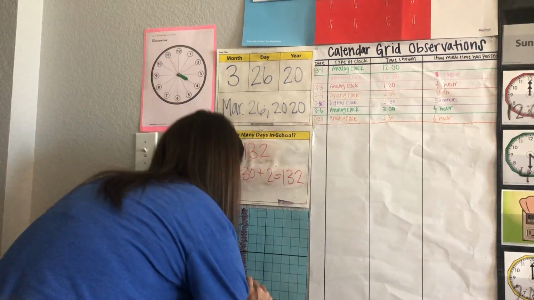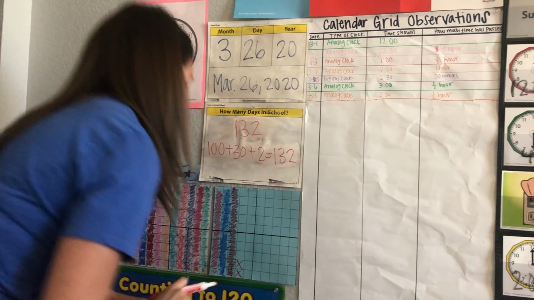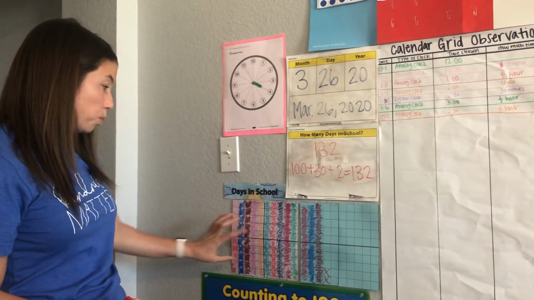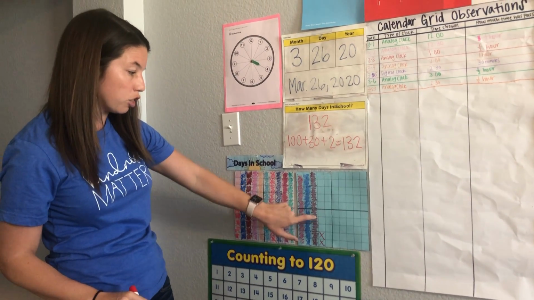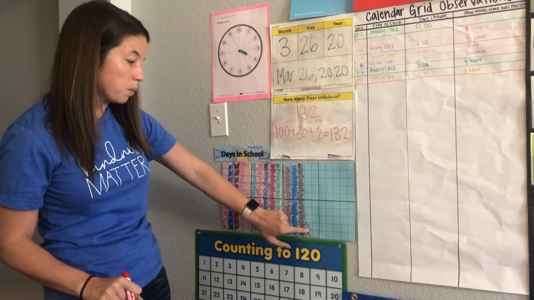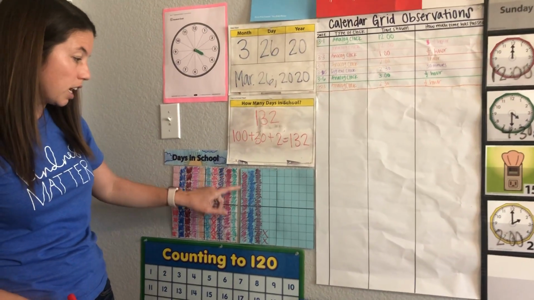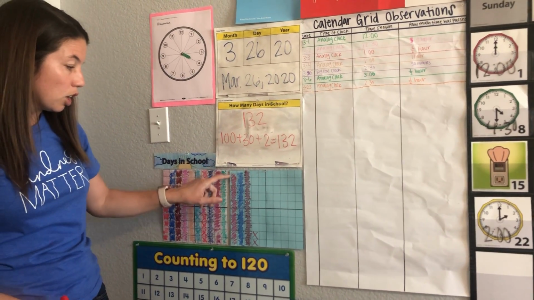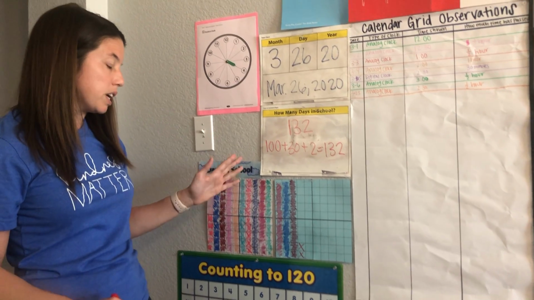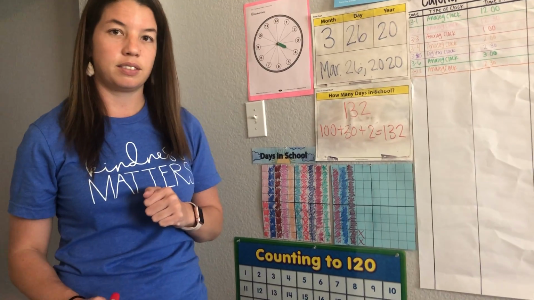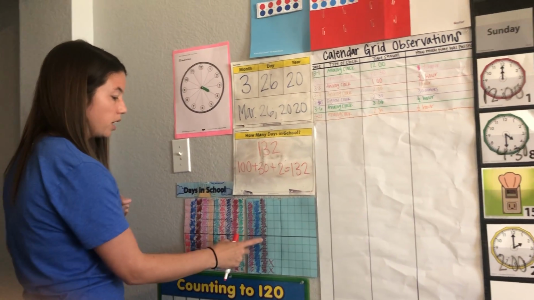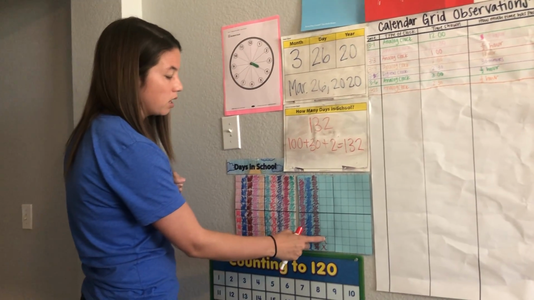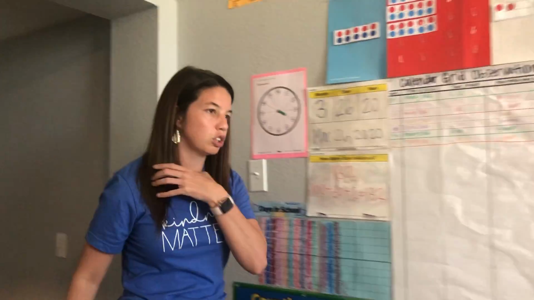All right, and then we're gonna add our x's. So 100, 110, 120, 130, 131, 132. We know there are 10 boxes in each row, so we can count them by tens. All right, so 100, 110, 120, 130, 131, 132. Good job, boys and girls.